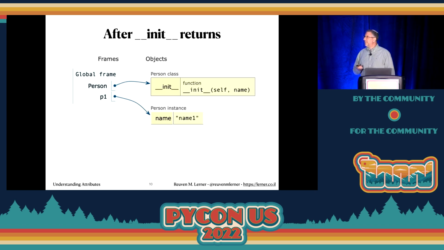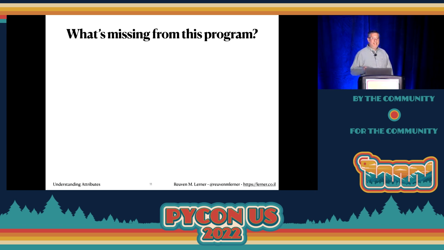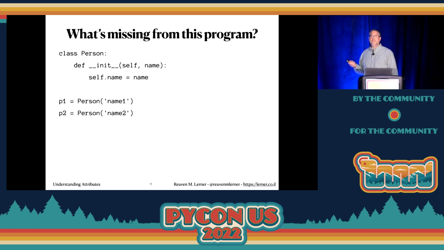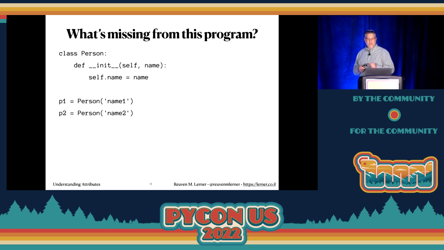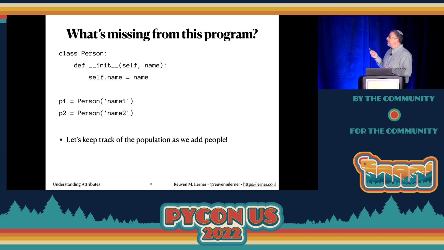Let's make this a little more interesting. What's missing from this program? Well, let's assume that this is our startup's crown jewels. It's such a great program, being able to create a person like this. Clearly, we're going to go public pretty soon. But my manager has come in and said, I've spoken to our customers, and they demand new functionality. Customers want us to keep track of how many people we're creating in our virtual world, our virtual universe, our metaverse, if you will, to coin a phrase. So let's keep track of the population as we add people.